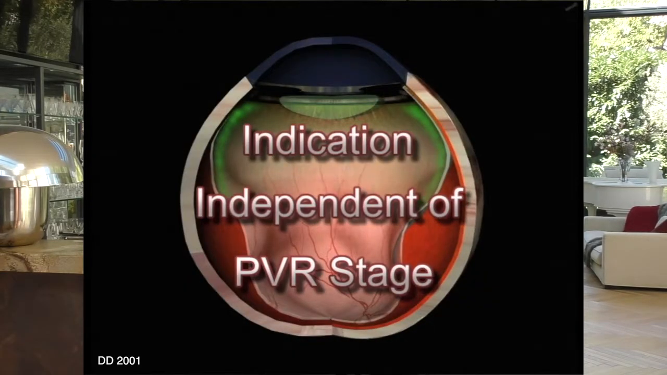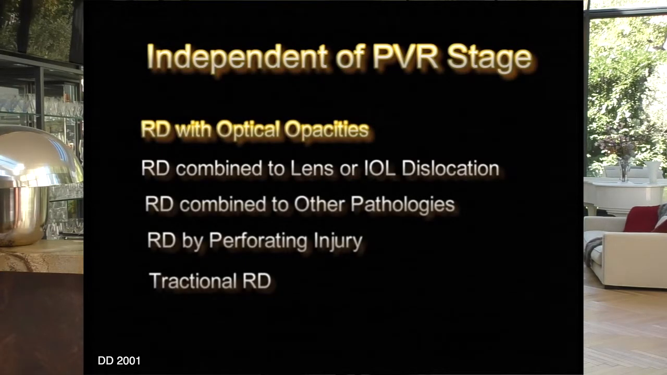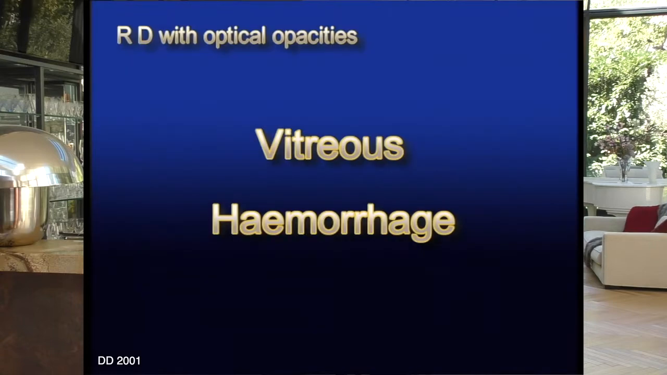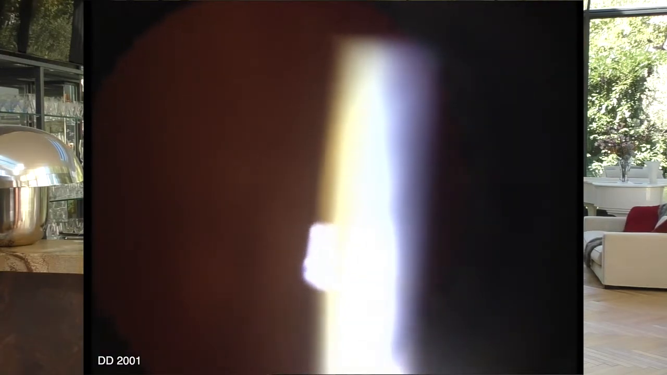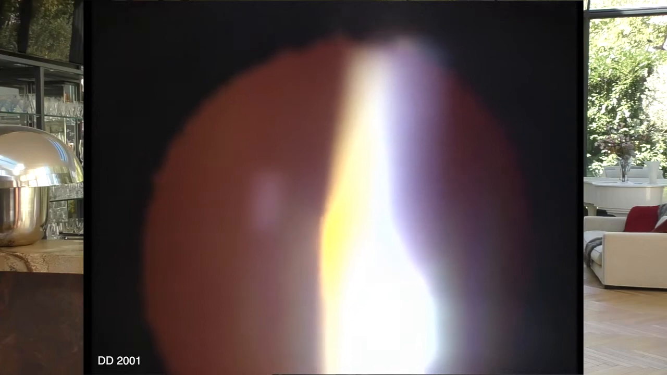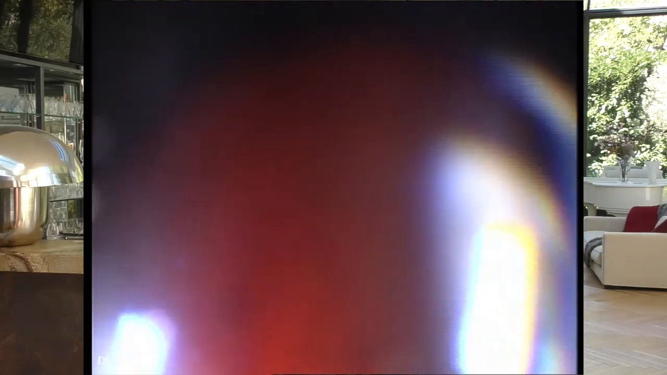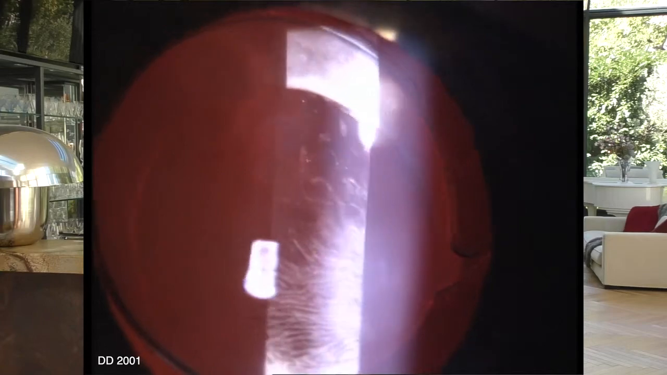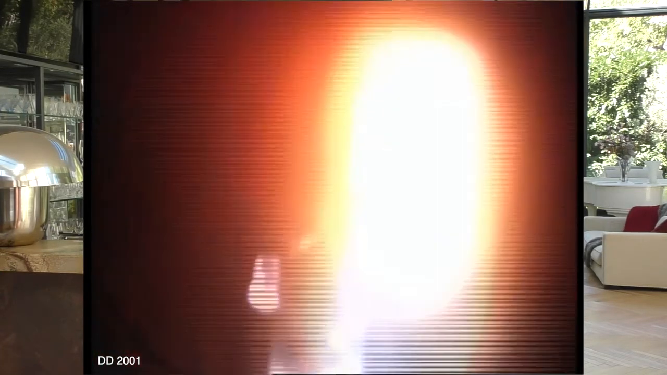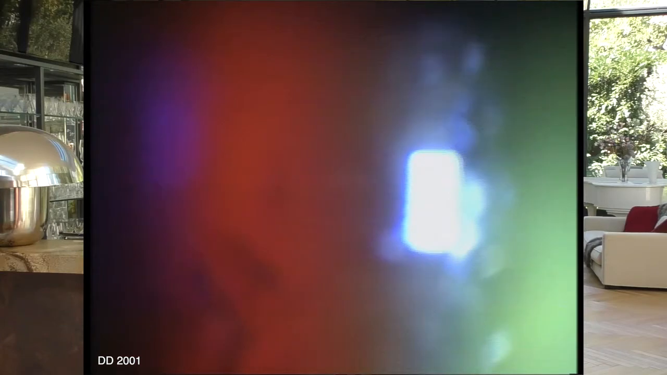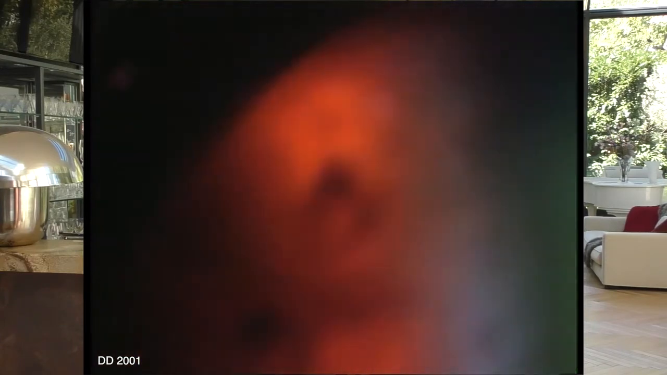Whatever the stage of the PVR, we can carry out a vitrectomy in different circumstances. First, RD with optical opacities. We can perform a vitrectomy when a vitreous hemorrhage is present. The hemorrhage can be severe, preventing RD diagnosis, which can be carried out by ultrasonography, or it can be less dense, allowing RD diagnosis, but without complete certitude of all tear identification. In these cases, I would be strongly inclined to carry out a vitrectomy.